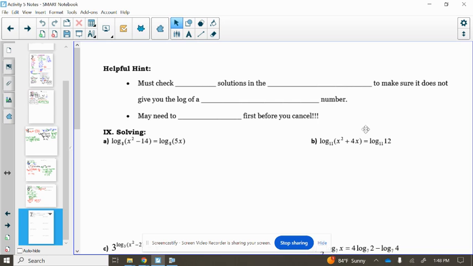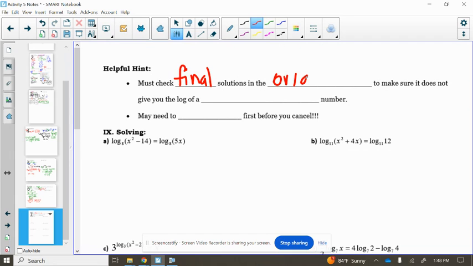Today we are going to talk a little bit more about solving our logarithmic equations. One thing we must remember is that when we are getting our final solutions, we must check those in the original logarithm, because we need to make sure it's not making our original logarithm negative, because we are only able to take the logarithm of a positive number. And we may also want to start these off by being sure that we condense before we are able to actually cancel out and solve, okay?